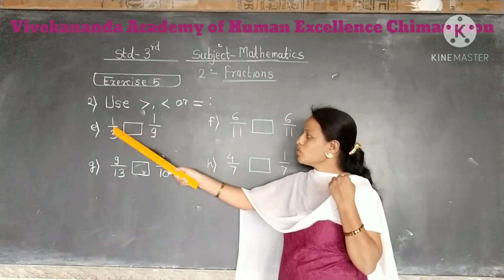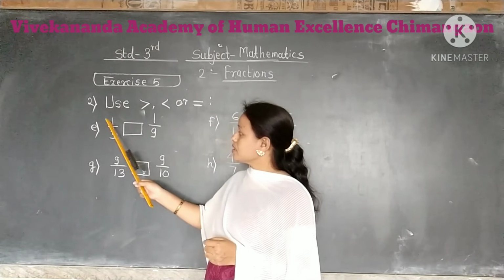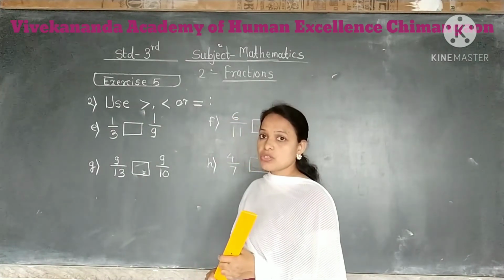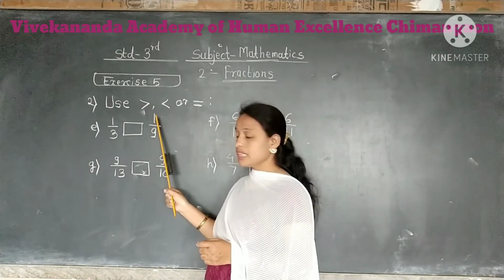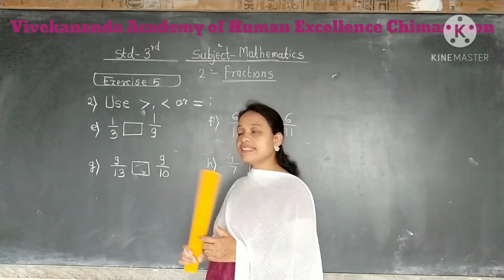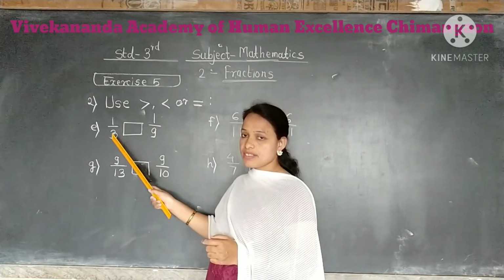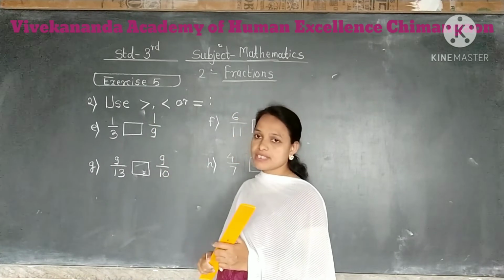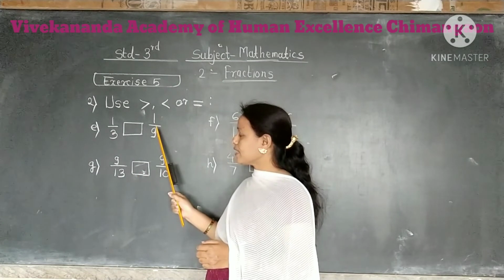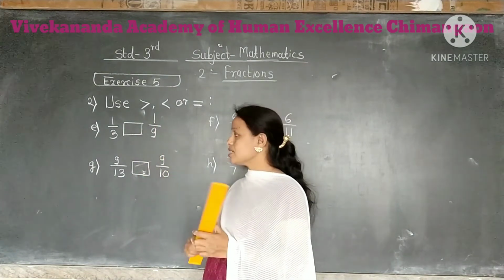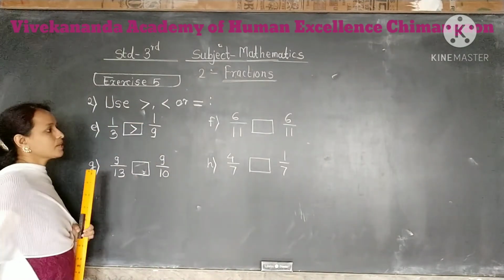Next example, 1 upon 3 and 1 upon 9. So in this pair of fractions also, numerators are same. So we have to compare its denominator. When numerators are same, then whose denominator is small, that fraction is greater fraction. So in this pair, 1 upon 3, its denominator is 3, and 1 upon 9, its denominator is 9. So here 3 is less than 9. So in this pair of fractions, 1 upon 3 is a greater fraction. So we use here this side.